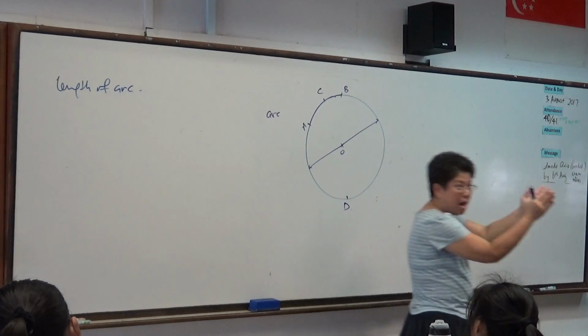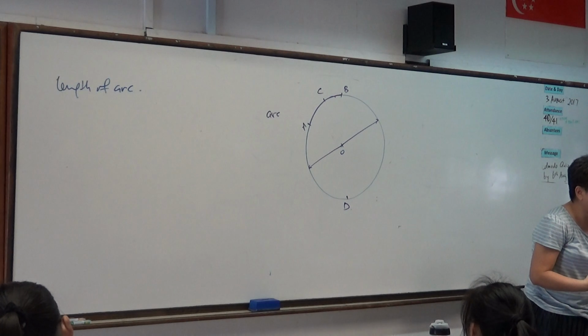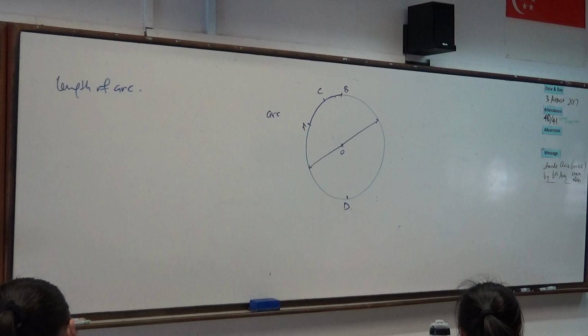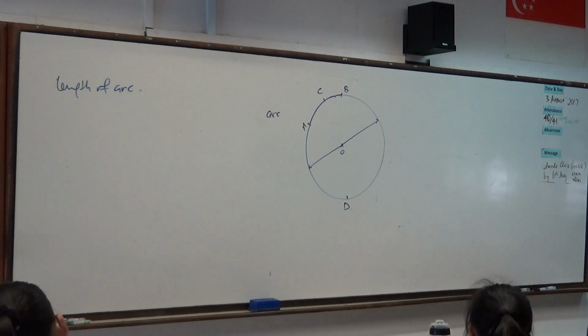So minor is less than half. Major is the other one, more than half. Understand? So minor arc is the small one. Major arc is the other side. Is that clear to everyone? Okay, next. Some more terms. Okay, minor arc, major arc.